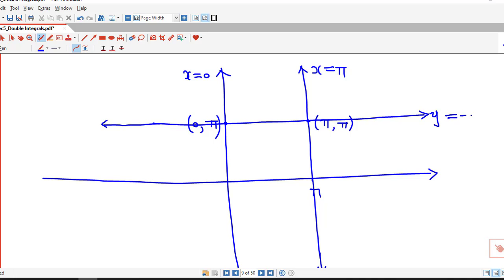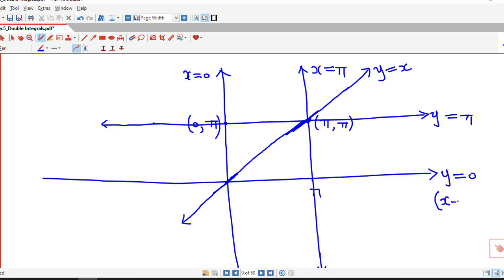So this is the line y equal to pi, and we require the line y equal to x. It is also passing through pi comma pi and the origin. So we join these 2 points and we are able to approximately sketch the line y equal to x, as we know that it is the line passing through origin making 45-degree angle with positive x-axis. This is x-axis, which we can represent by y equal to 0.